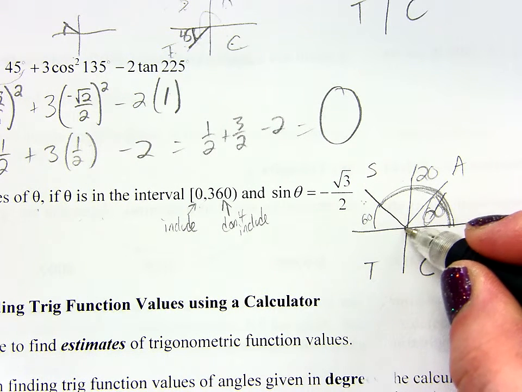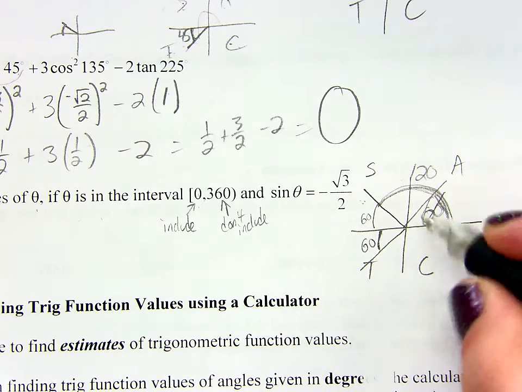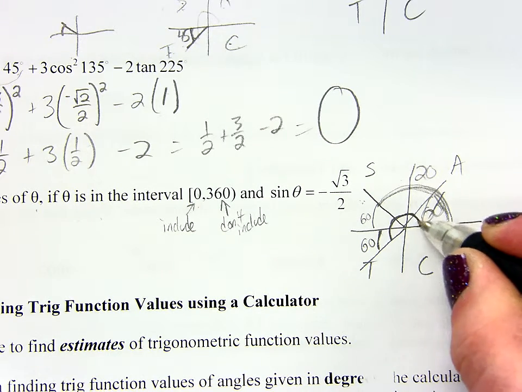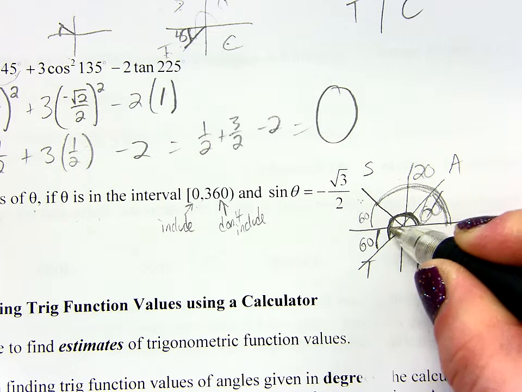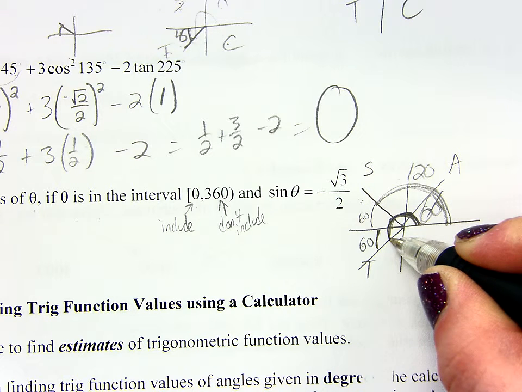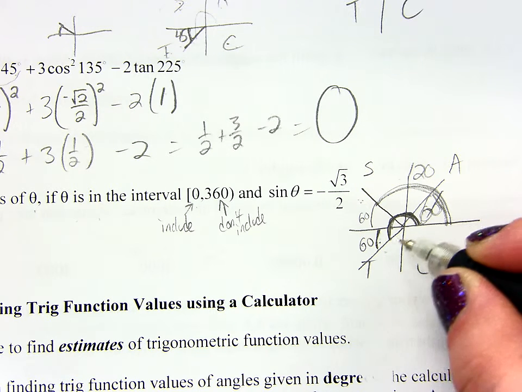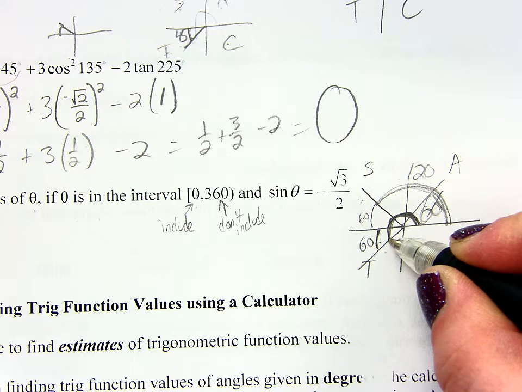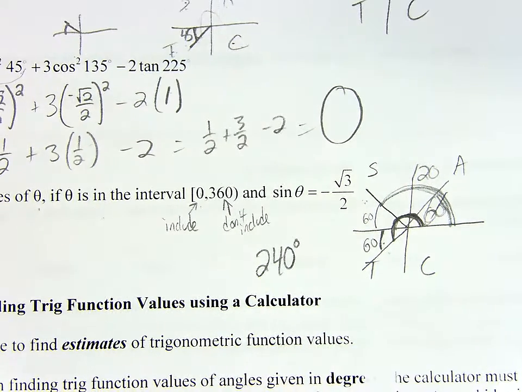If this were 60, then what would this whole angle be? 240. Yeah, because it would be 180 plus 60 more. That would have a reference angle of 60. And wouldn't sine be negative in that case, once I got to here? Yes. So what did we say that angle was? 240. So 240 is one of them.